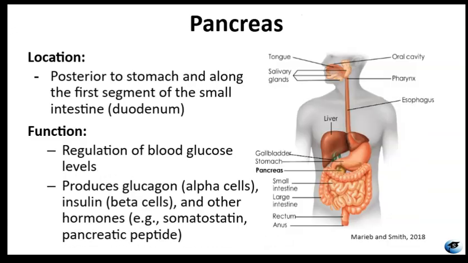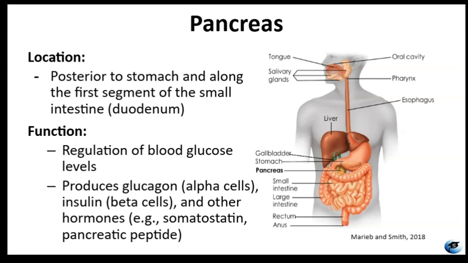to stress. The pancreas is located posterior to the stomach, nestled along the first segment of the small intestine, known as the duodenum. While it plays a digestive role through enzyme secretion, we're focusing here on its endocrine function. So the pancreas is important for maintaining blood glucose balance.